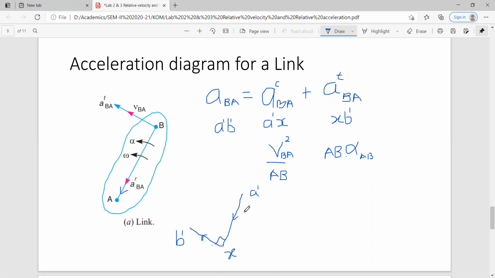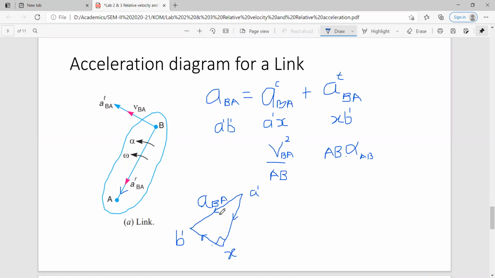It is the centripetal component a dash x, and x b dash is the tangential component. If you add these two vectorially like this, then this vector a dash b dash will represent the total acceleration of point B with respect to point A.